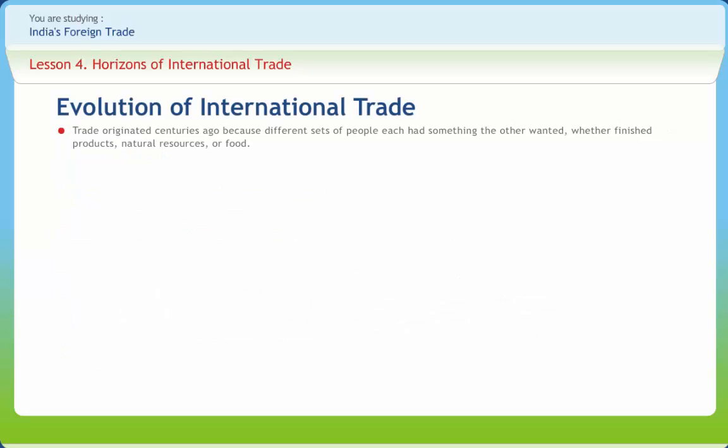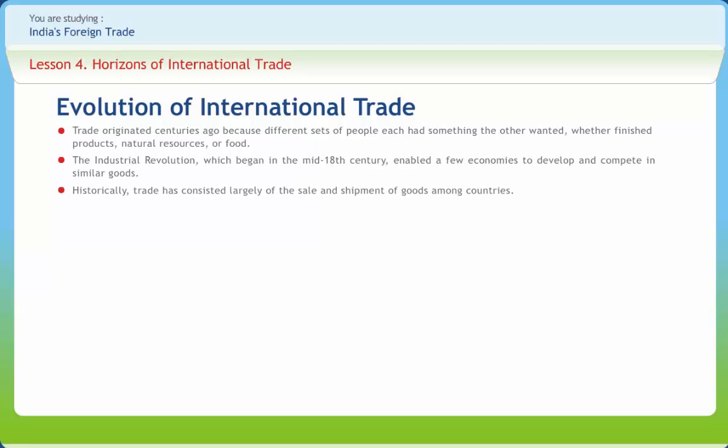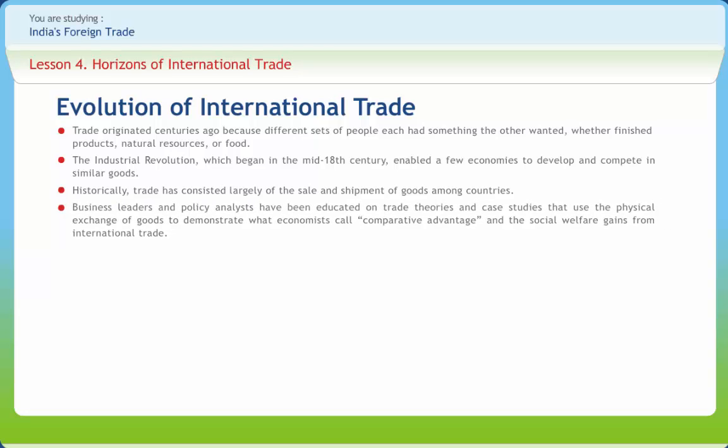Trade originated centuries ago because different sets of people had something the other wanted, whether finished products, natural resources, or food. The Industrial Revolution, which began in the mid-18th century, enabled a few economies to develop and compete in similar goods. Historically, trade has consisted largely of the sale and shipment of goods among countries. Business leaders and policy analysts have been educated on trade theories and case studies that use the physical exchange of goods to demonstrate what economists call comparative advantage and the social welfare gains from international trade.